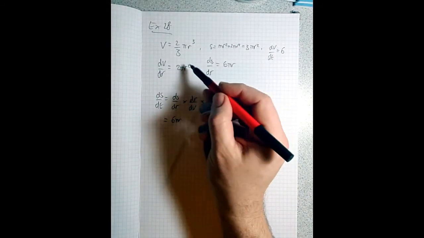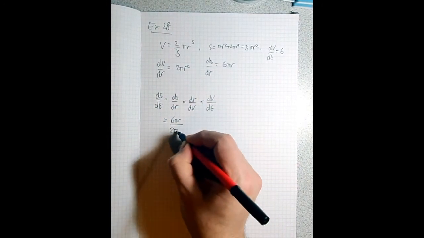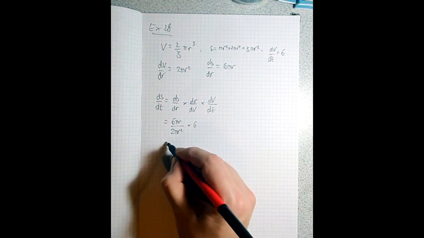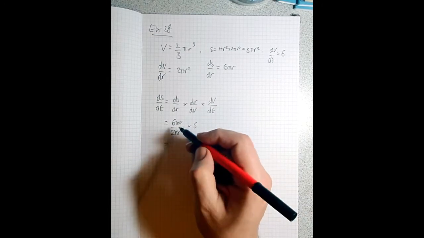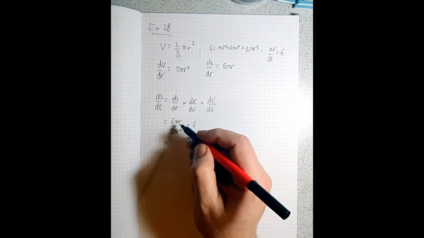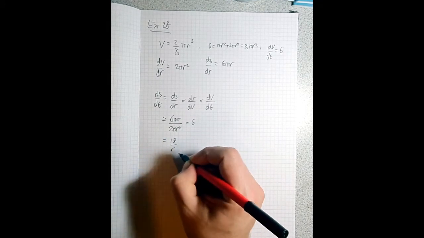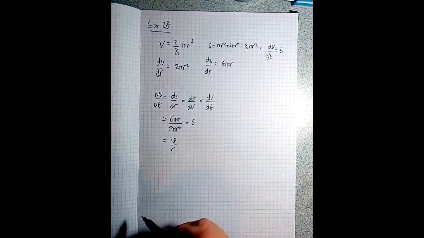So dS/dr is 6 pi r. dr/dV, well, that's the reciprocal of dV/dr. So I'm going to divide by 2 pi r squared times by 6. So pi goes, one of my r's goes, 6 over 2, that's 3. So I've got 18 over r. And that's it. They don't give me a value of r, so that's 28 done.